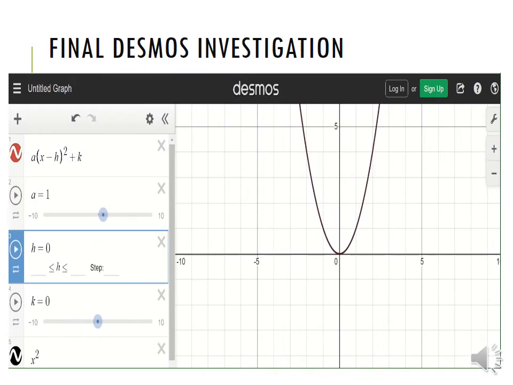Just like we did yesterday, I have a little video here in Desmos that I'm going to show you. We're going to take a look at vertex form. So remember, in Desmos, vertex form is y equals a times (x minus h) squared plus k.